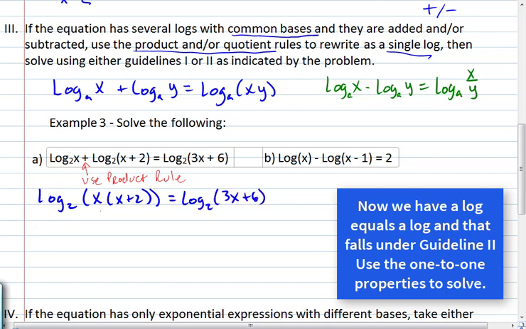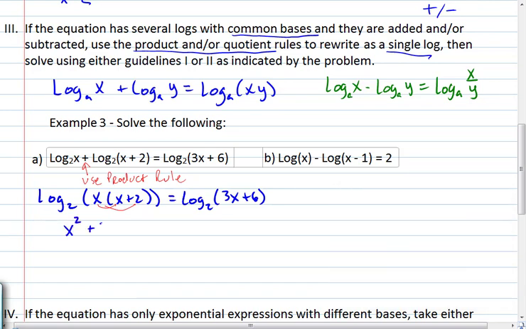But I'm going to also distribute this. So that's going to give us x squared plus 2x equals 3x plus 6. What type of equation is this? Quadratic. And how do we solve quadratic equations? Set it equal to 0. So we're going to subtract 3x from both sides, and we're going to subtract a 6 as well. And that's going to give us x squared minus x minus 6 equals 0.